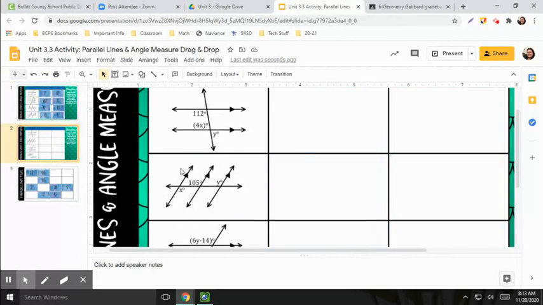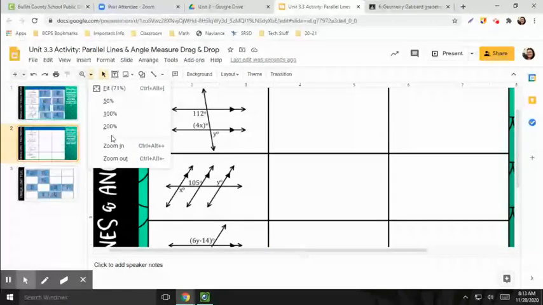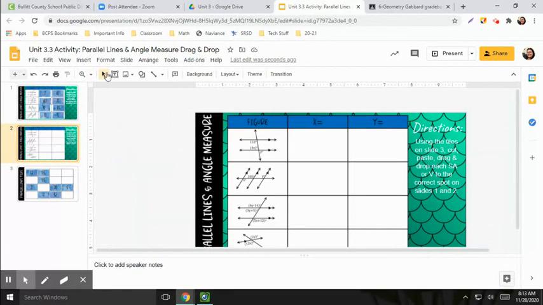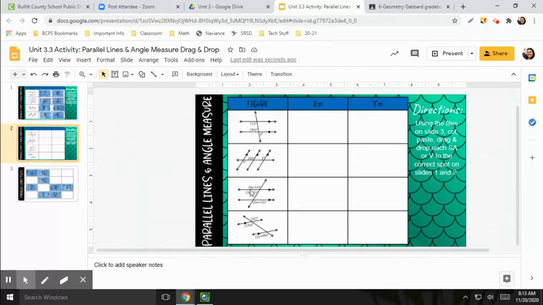Now, your turn. You have 1, 2, 3, 4 more figures and x's and y's to find. So your job is to finish this slide and turn it in. I'll check out what everybody's got going on.